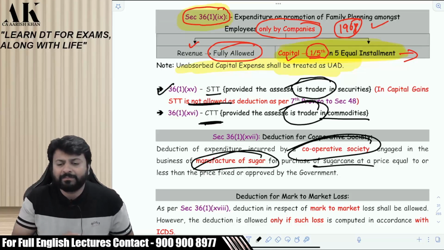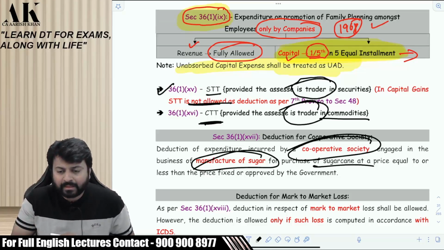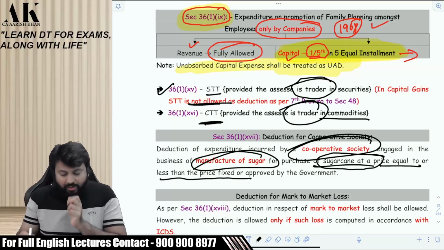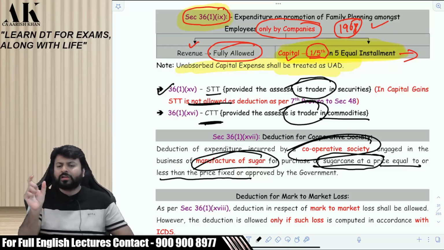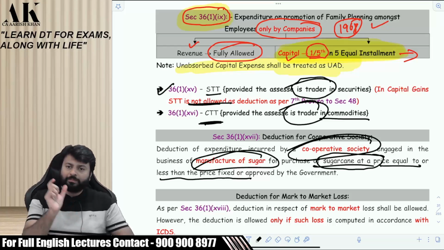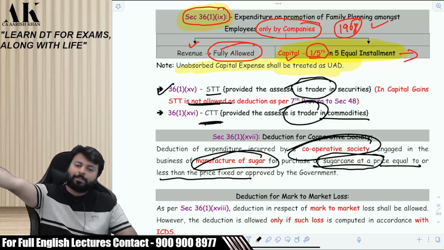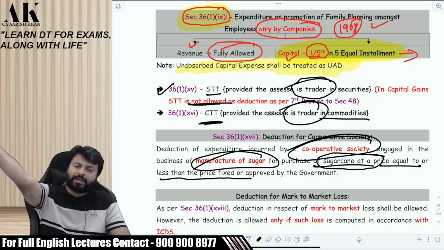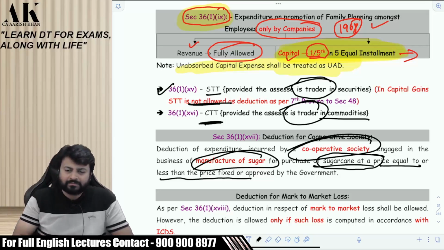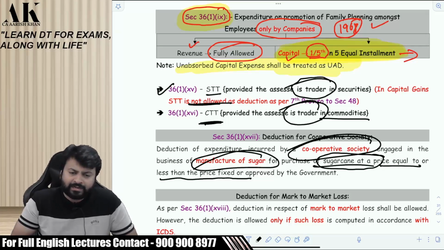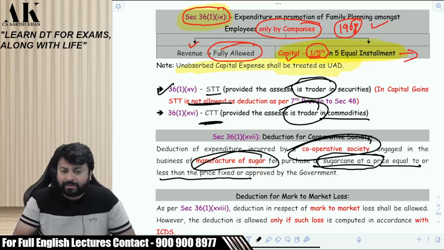So what are they buying? Sugar cane. The government says that they should buy sugar cane at a price equal to or less than the price fixed or approved by the central government. The government fixes MSP for every product. You should buy at that price or lower. You should not go to the black market and buy at a higher price. Otherwise, the assessee can go to the black market and encourage it. The government does not want to encourage the black market. They are saying that if you buy at the rate that we have fixed, or lesser, that would be fine. Don't buy at a higher price and encourage the black market. Is it clear?